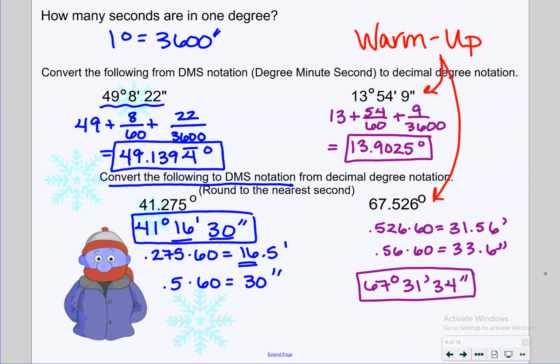For that bottom one, you don't round until the very end. So that 31 is just the number in front of the decimal. That's our minutes. And then at the very end, I get a 33.6. We just round to the nearest second. So that's where we get that 34 from. The top one, you don't have to round at all.